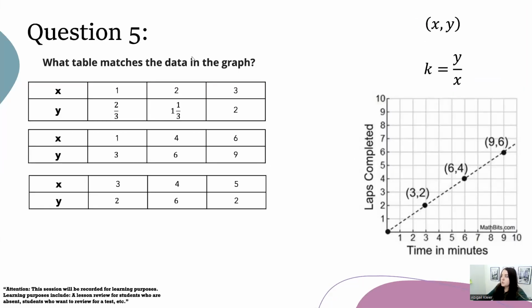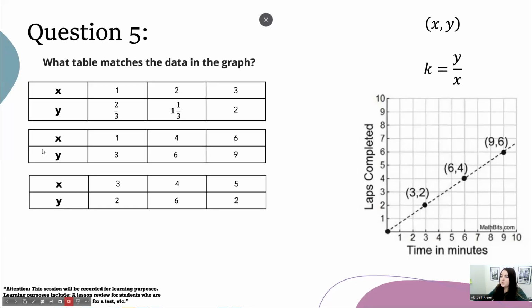For question 5, we're going to see if we can find a table that matches the data in the graph. So we've been provided with some data, and we want to see if we can figure out which of the tables has the same constant of proportionality. The first thing that I want to do is figure out what the constant of proportionality in the graph is, and then I can apply that to my table. So I see here that I have x and y, x and y. That means that my constant of proportionality of y divided by x is 3 over 2. So I am looking for a constant of proportionality of 2 over 3, my y value over my x value.